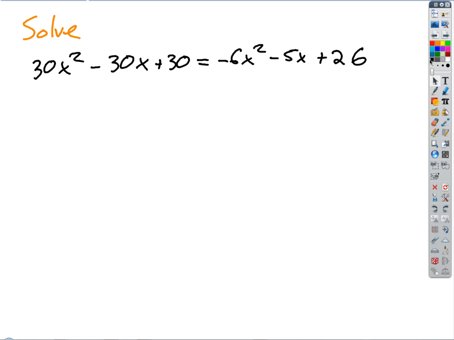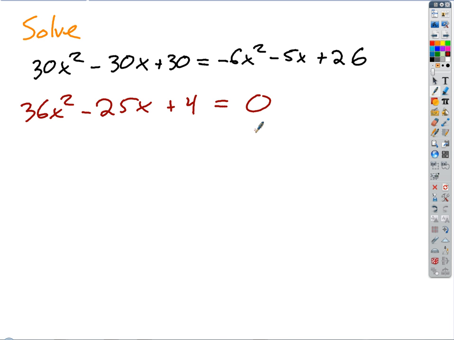So if I push them left, I'm going to get what? 36x squared minus 25x plus 4 equals 0. Now the equals 0 is important. We got to get it in standard form, equal to 0.